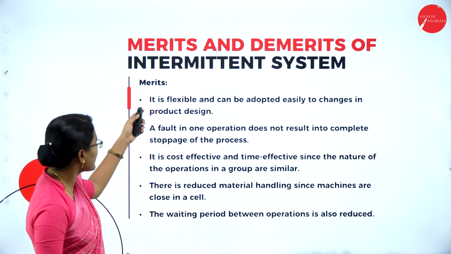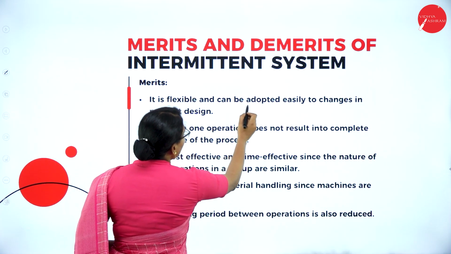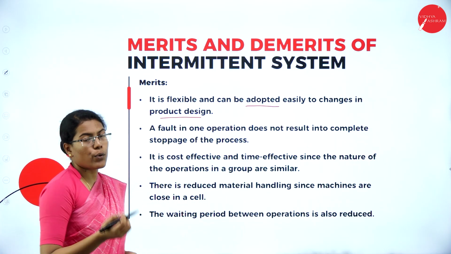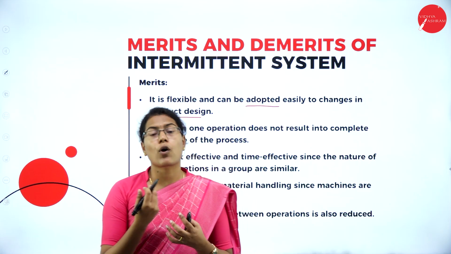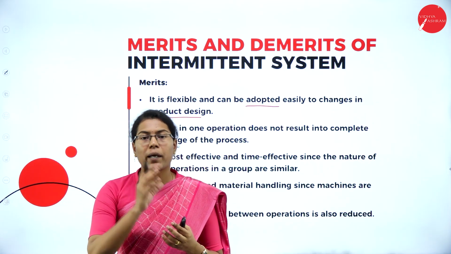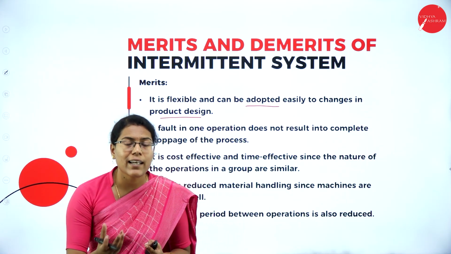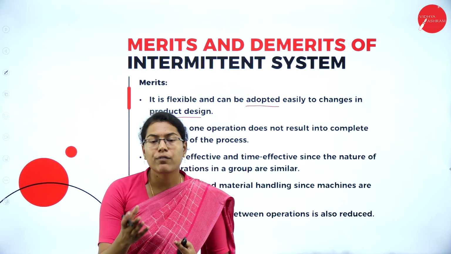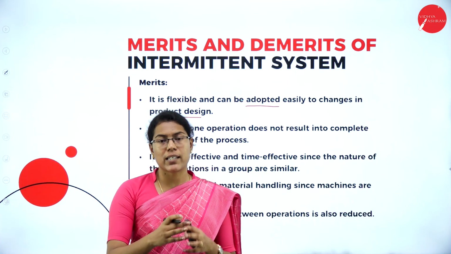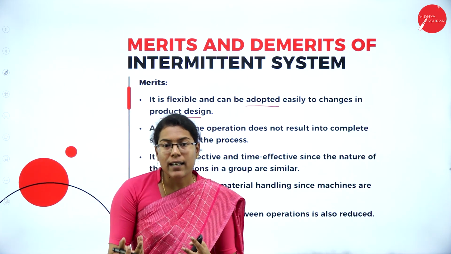So first, to study the merits: the intermittent system is flexible and can be adapted easily to changes in product design. So in this type of production, the products can be produced as per the requirements of the customers. So you can make any change you want in the production process or in the design of the product. For example, a furniture company can deliver furniture as per the requirements in different sizes, or the table may be in different designs, etc.